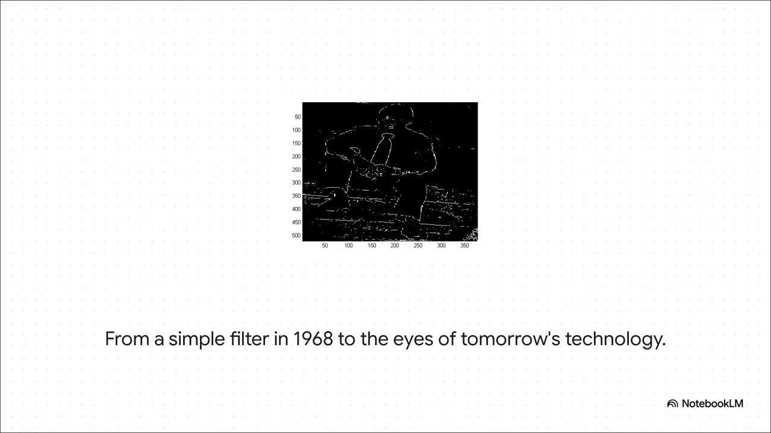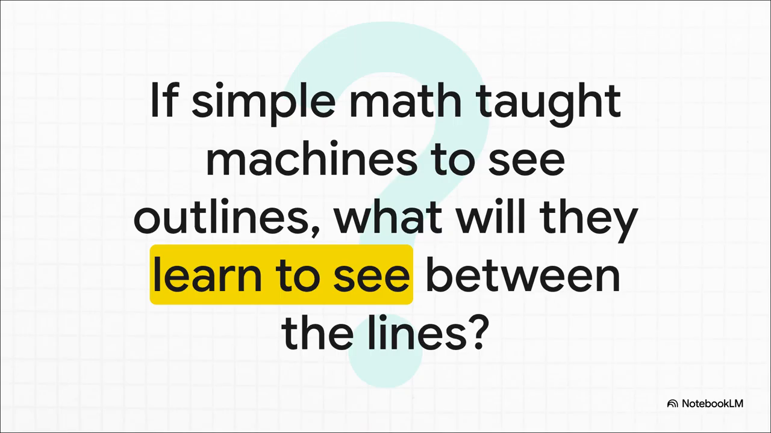It's just an incredible legacy, isn't it? This simple, elegant little piece of math, first shown to the world in 1968, has become a fundamental part of how we give sight to our most advanced technologies. It kind of leaves you with a final thought, right? If some simple math was all it took to teach machines to see the outlines of our world, what are they eventually going to learn to see between the lines?